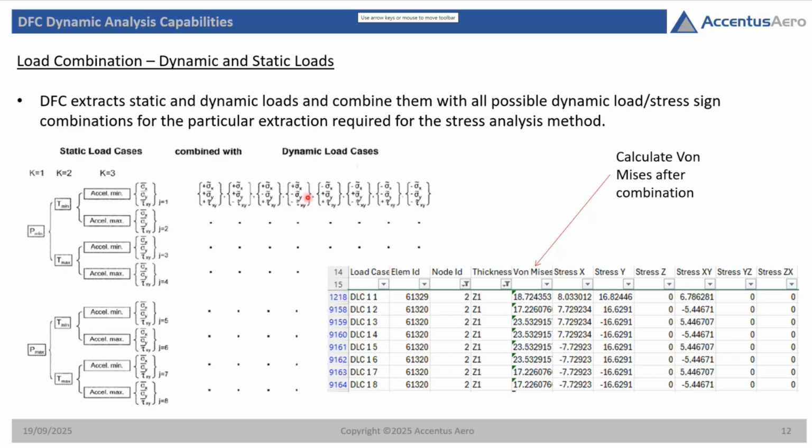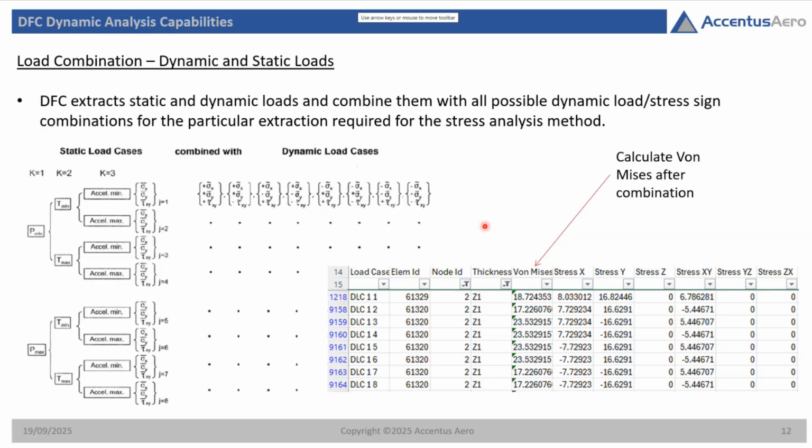This is an example of how we do that. You have the X, Y, and XY stresses. Here we have all the possible sign combinations that we've combined with our static load to get a resultant load. From that, afterwards, you can calculate your von Mises stresses or principal stresses, etc., as you normally would. But that's done after all the combinations are done. You can't combine volumetric stresses with each other. You have to do that afterwards.